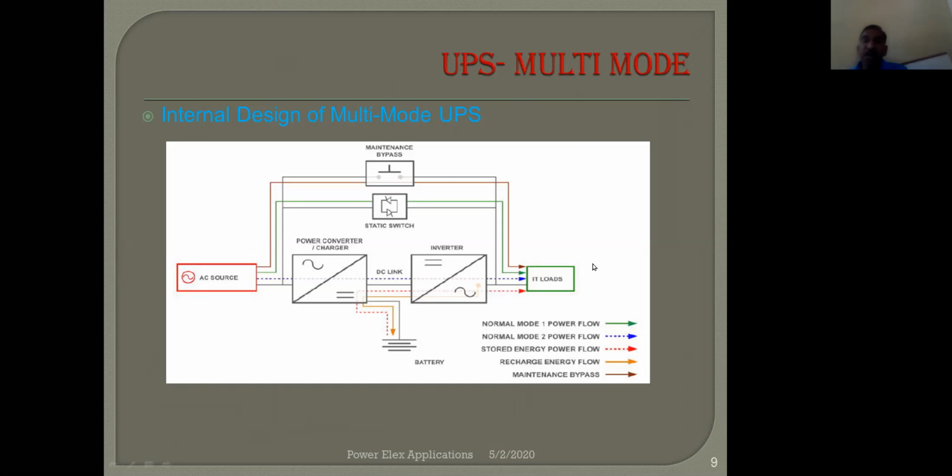This is how a multi-mode UPS, which is single conversion or double conversion, is used. So it's a good combination of efficiency as well as protection. So these types of UPS are used in applications like data centers and all such. Naturally, with some redundancy also, means you do have another UPS also for that.